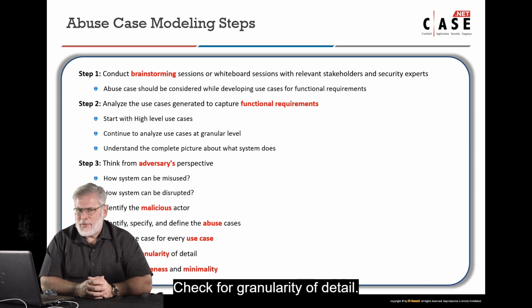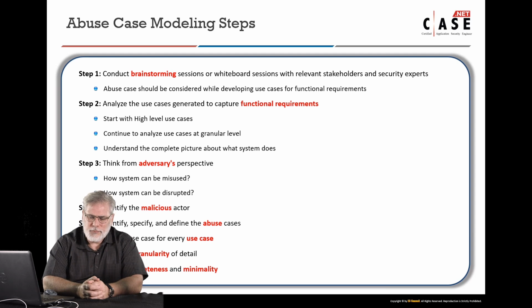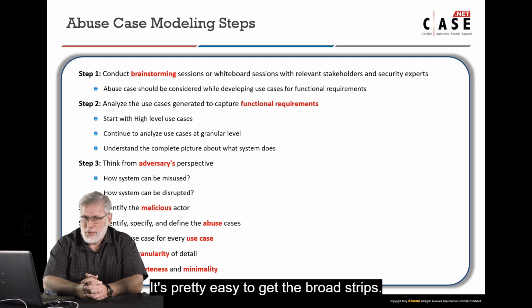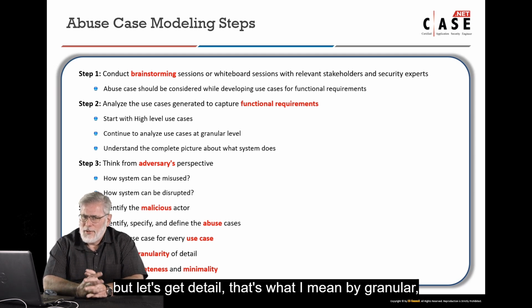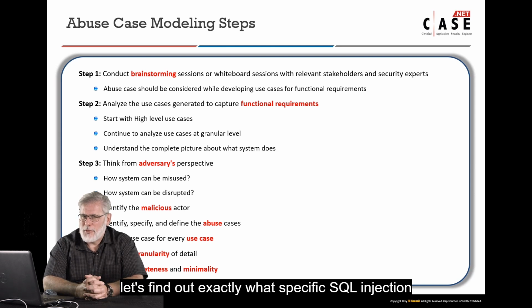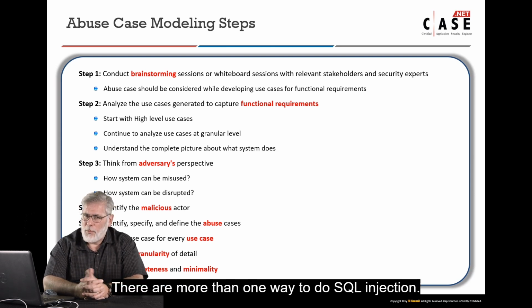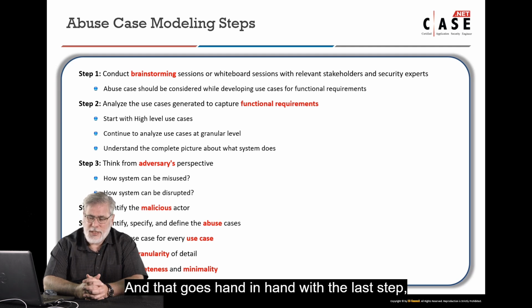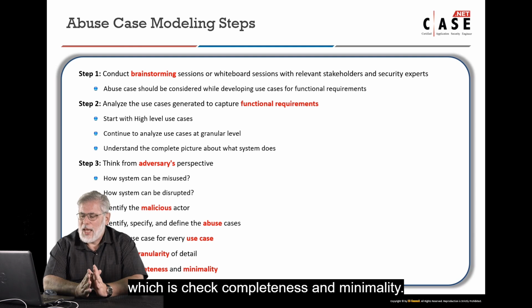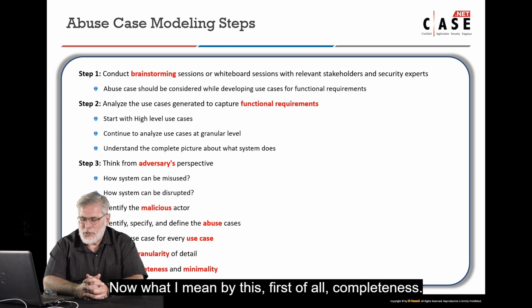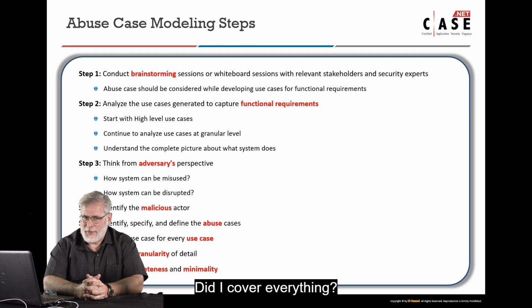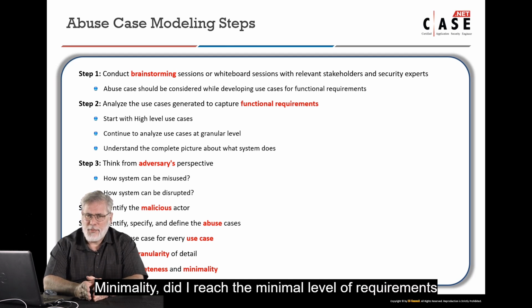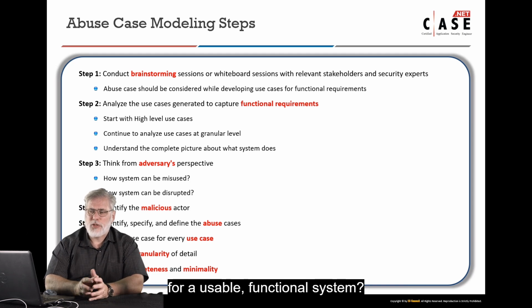Check for granularity of detail. Now, what I mean by that is very simple. It's pretty easy to get the broad strokes. Someone might do a SQL injection. But let's get detailed. That's what I mean by granular. Let's find out exactly what specific SQL injection attacks they might try. There are more than one way to do SQL injection. Did we account for all of them, or at least the most likely? And that goes hand in hand with the last step, which is check completeness and minimality. Now, what I mean by this, first of all, completeness. Did I cover everything? Minimality. Did I reach the minimal level of requirements for a usable functional system?